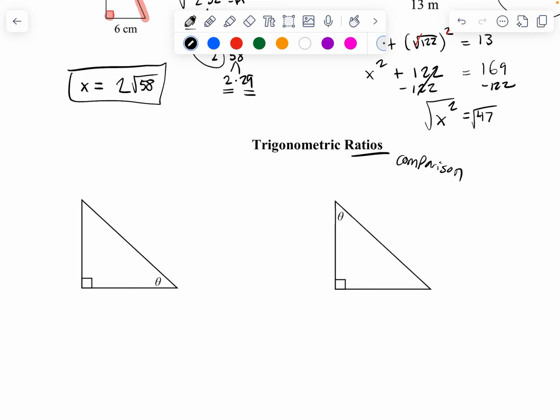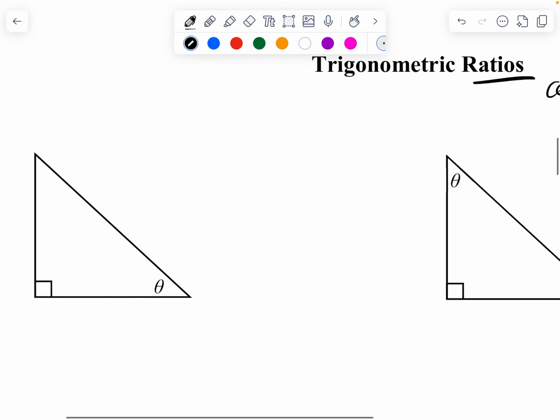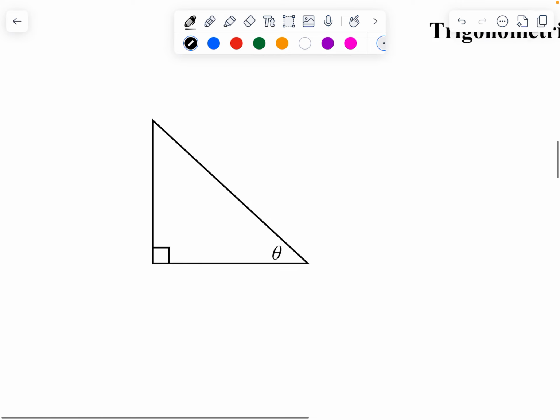Now, when it comes to trigonometric, that definition-wise means the relationship between angles and sides of a triangle. So when we're talking about trigonometric ratios, we're talking about the ratio or comparison between angles and sides in triangles. That's really what we're referring to. Probably more information than you needed, but now you know.